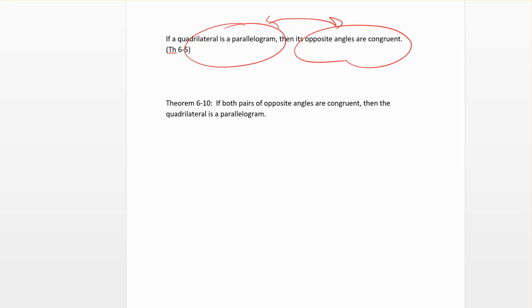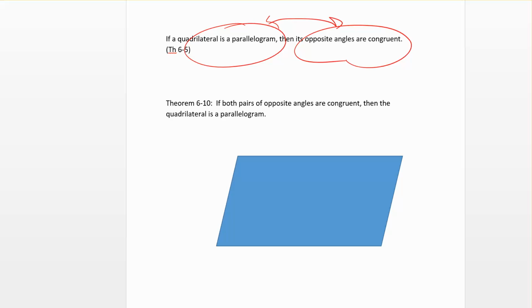Let's see a picture of this one. So we've got a four-sided figure. If we know that this angle is congruent to this one, the opposite angles are equal, and these two opposite angles are equal, then theorem 6.10 says you've got a parallelogram. So if both pairs of opposite angles happen to be congruent to each other, then we have a parallelogram.